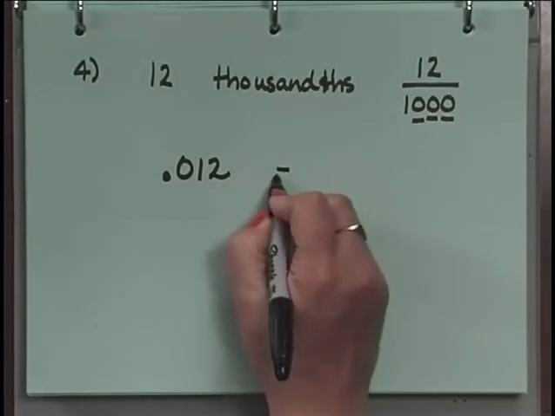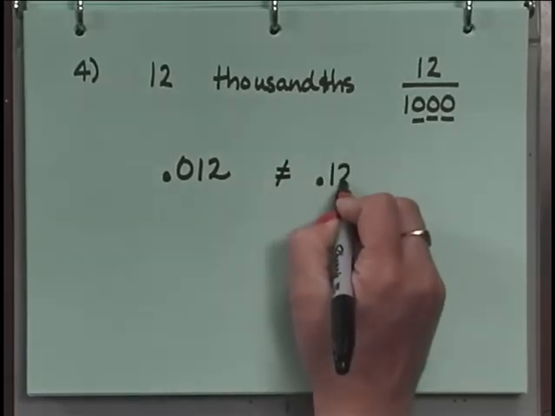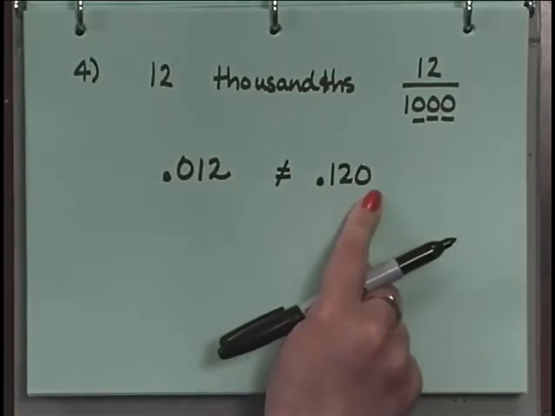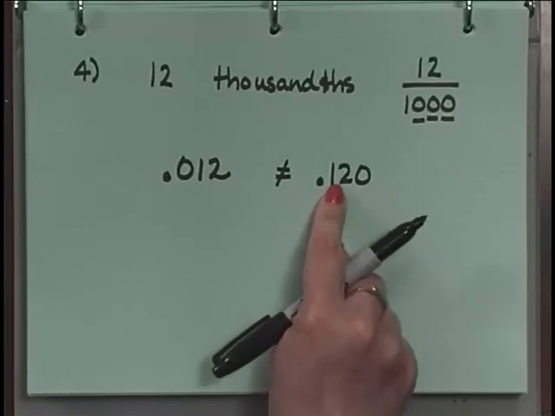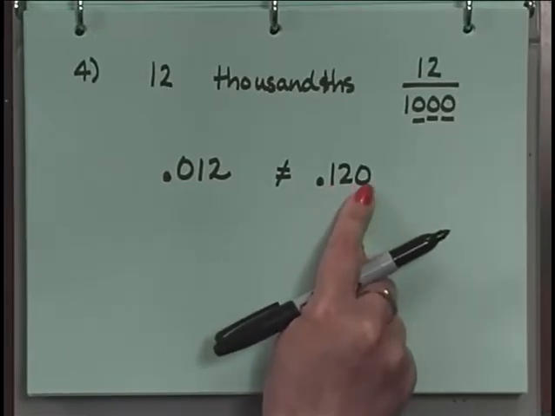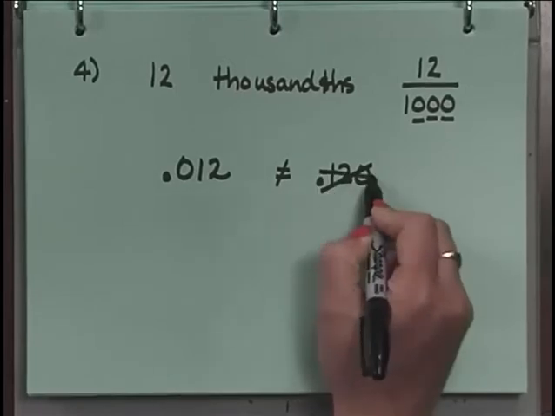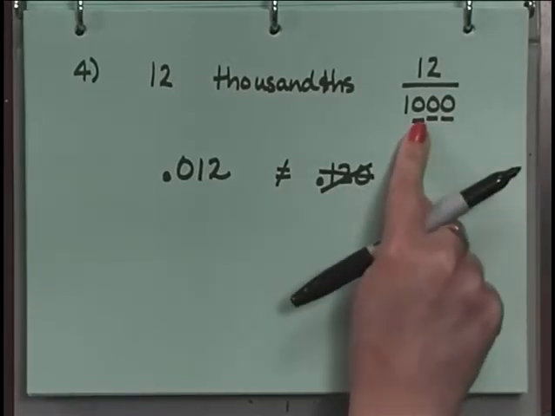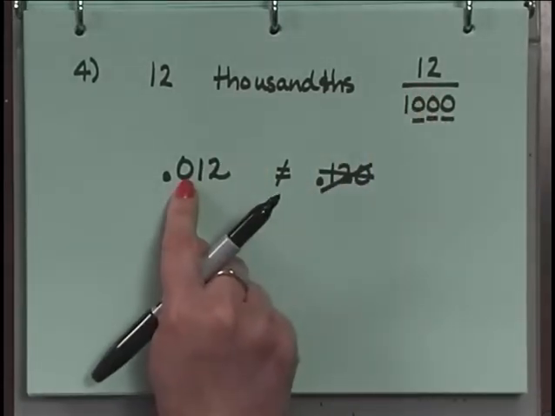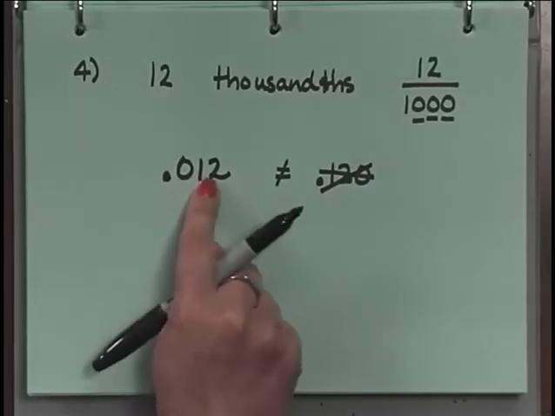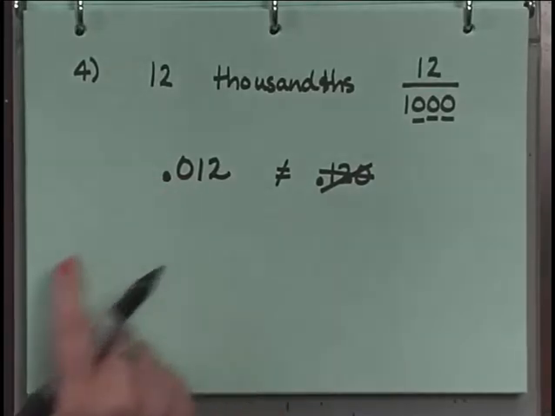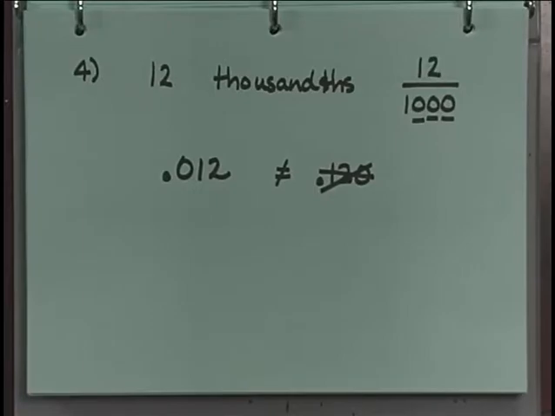Now compare this to the number 0.120. This is 120 thousandths. So be very careful in how you write this. If you need an extra 0 in here to fill a place, make sure you put it between the decimal point and your other numbers. And this is 12 thousandths.